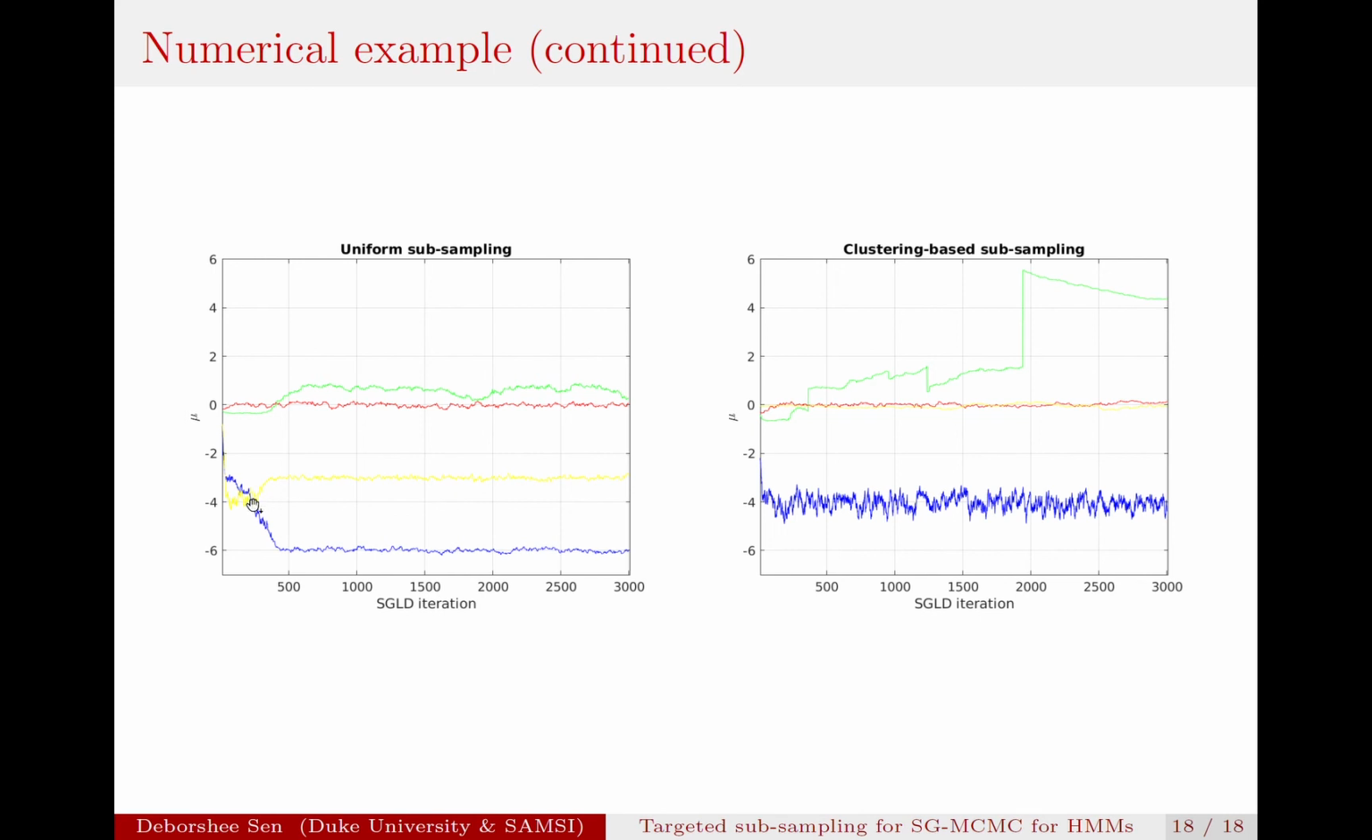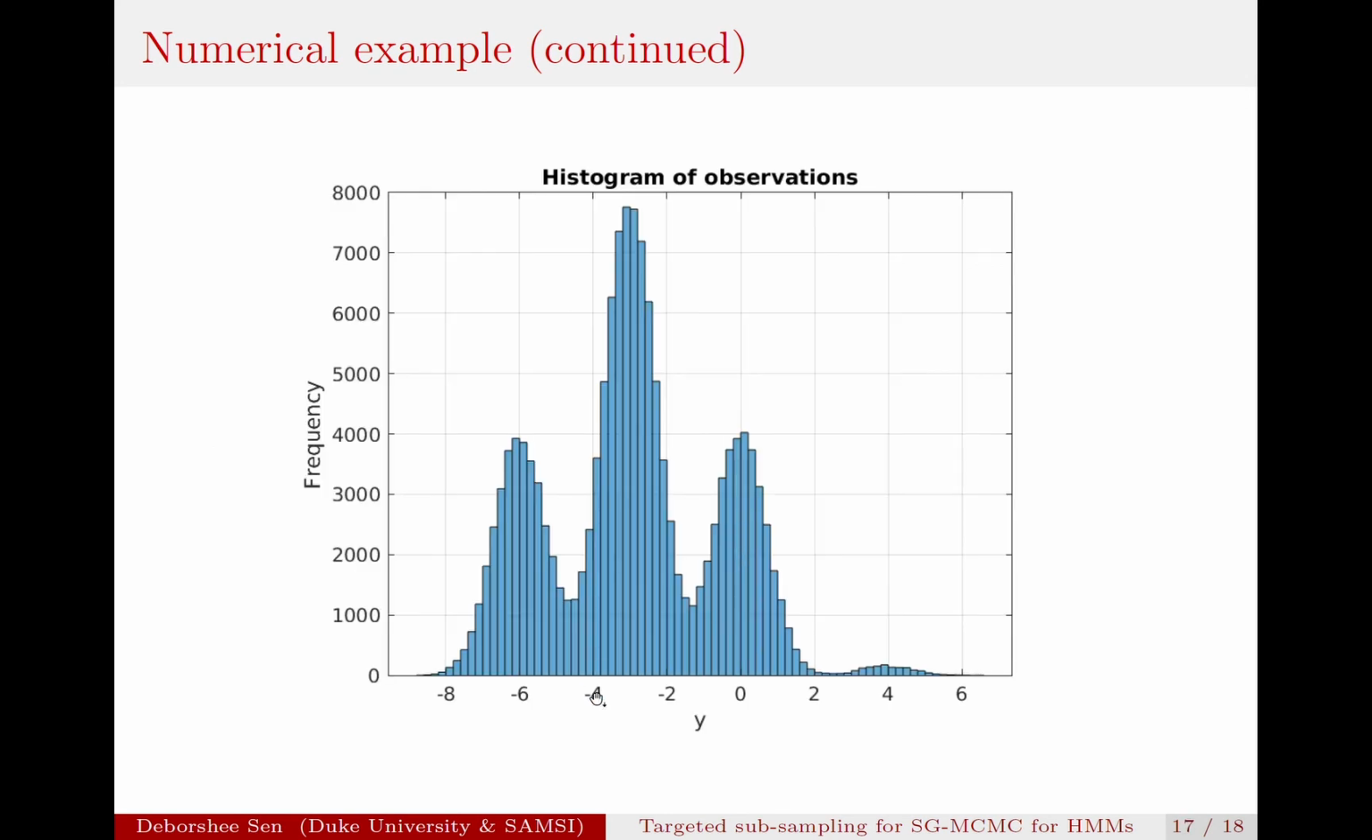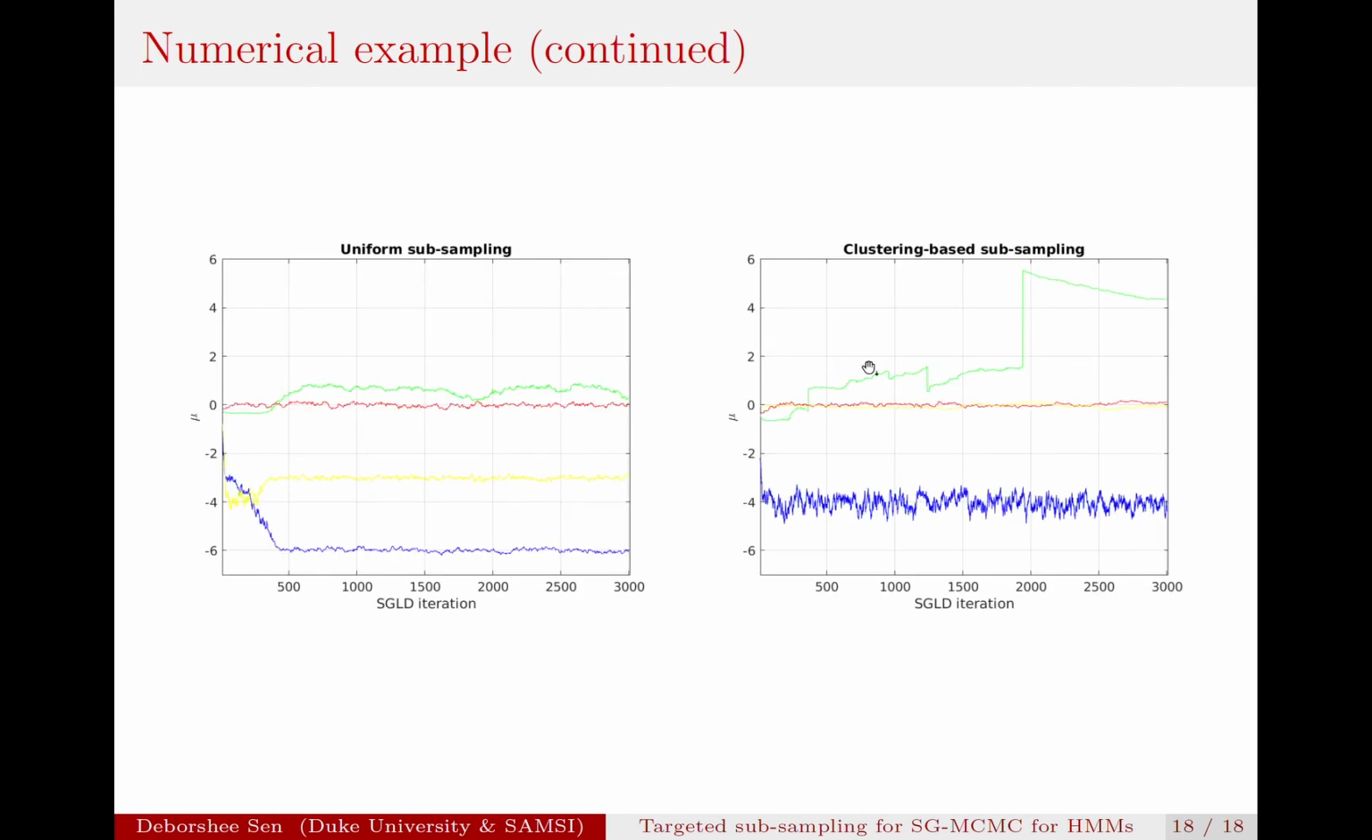The uniform subsampling is able to know that there is a state at -6 and then something at -3. Unfortunately, the clustering based subsampling does not know this. It thinks that there is something at -4, and it merges these two. It doesn't recognize that there is a bump here and a bump here. But we were more interested in the rare latent state. As far as the rare state, this is able to find it out. So this is okay.